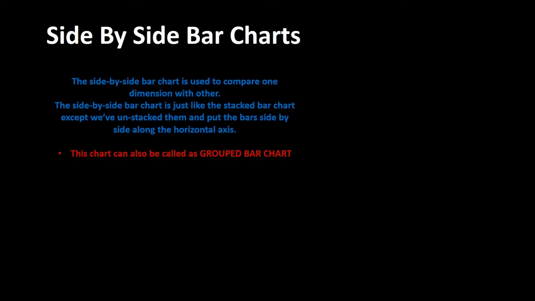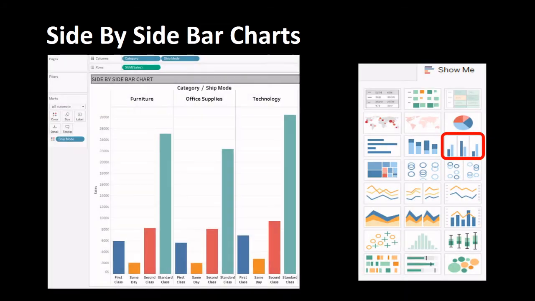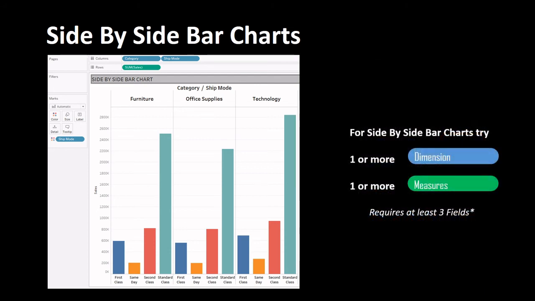After stacked bar chart, we have side-by-side bar chart, which is also referred to as grouped bar chart. It is just like the stacked bar chart, but instead of stacks, the bars are kept side by side along the horizontal axis. As in the picture, bars are kept along the axis visualizing category of sales with various ship modes in it. And for creating a grouped bar chart, one or more dimensions and measures are used.